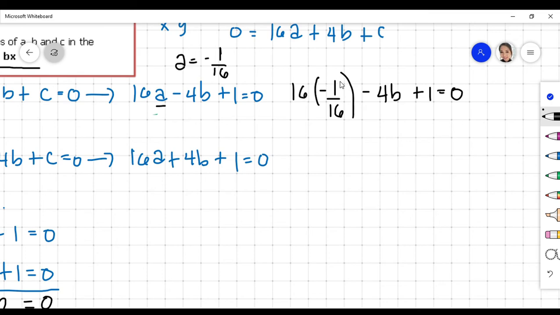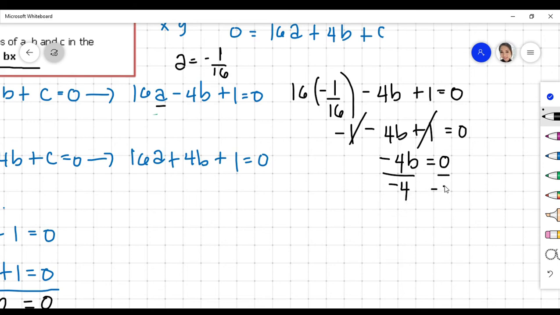So 16 times negative 1, that's negative 16, and negative 16 divided by 16, that is negative 1 minus 4b plus 1 equals 0. So if we combine negative 1 and positive 1, that is 0, so we can cancel this. We are left with negative 4b equals 0, dividing both sides by negative 4. So our b is equal to 0. So since 0 divided by negative 4 is 0.